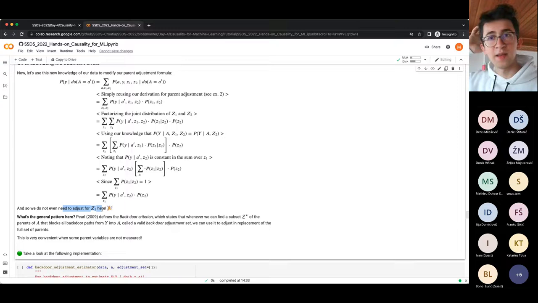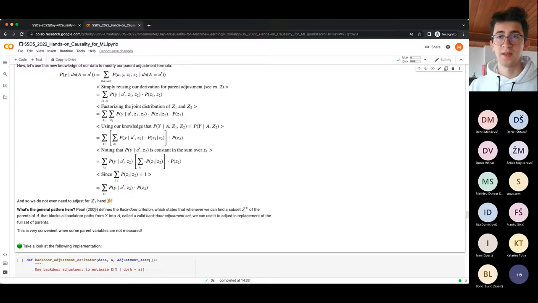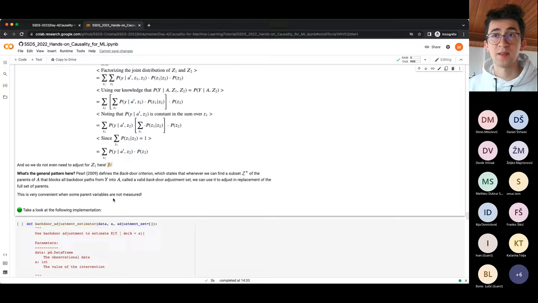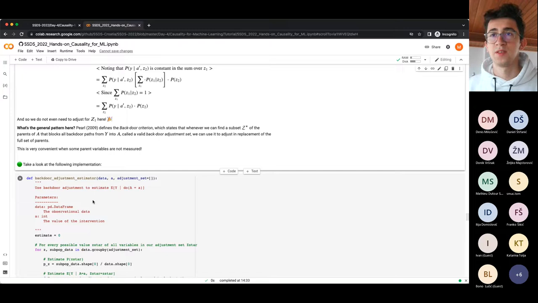And what is the general pattern here? Well, it's this backdoor criterion, right? Pearl 2009, that's the book we were talking about, and which we referenced a lot during the first lecture. And with that, we can actually identify, right? So you don't necessarily need to do calculus. And this is what we're doing here.